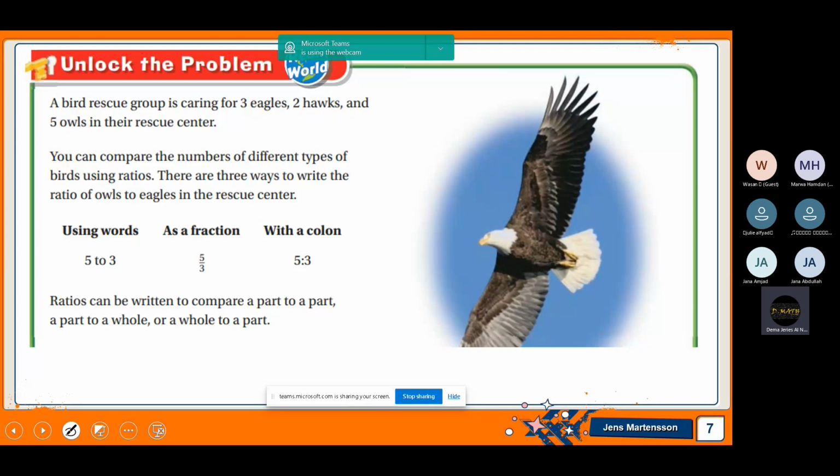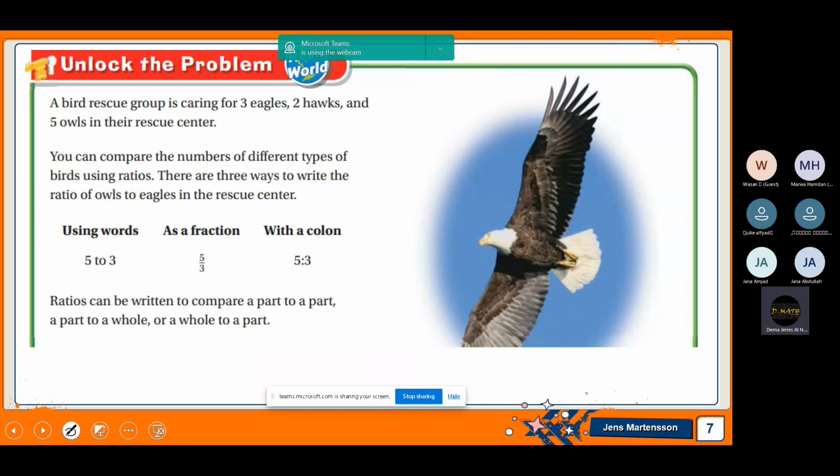Now all of you open your book, page 217, for example here. The bird rescue group is caring for 3 eagles, 2 hawks, and 5 owls in the rescue center. They told me that you can compare the numbers of different types of birds using ratios. And you have three ways, as I told you before: using words, using a fraction, or a colon.